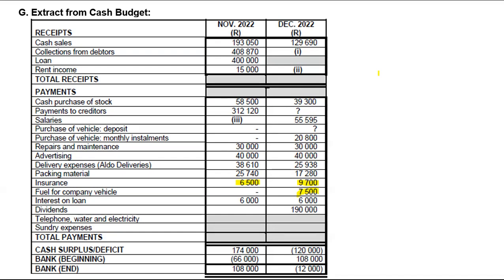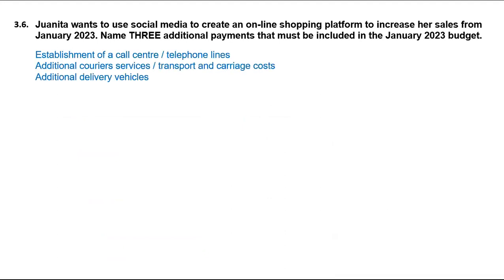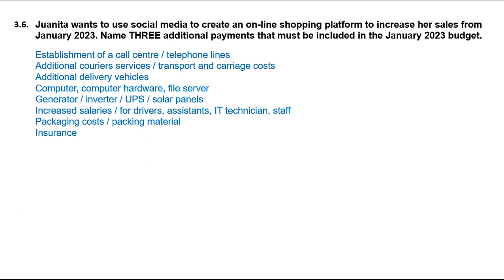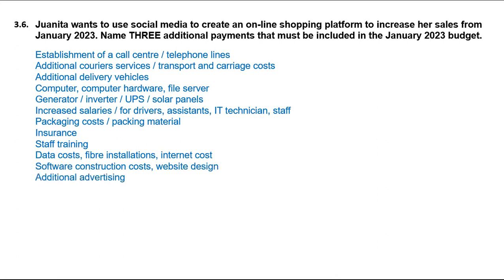Let's see what they said here. Okay, I spoke about that. Salaries for drivers, assistants, IT technicians, staff, packaging costs will go up as well. Insurance will go up. You need to train your staff or probably even hire more staff. You have software construction costs, website design. I spoke about that. Additional advertising, I spoke about it. And then we have IT. Obviously, you might have to spend more on your IT products as well, like buying computers and other things.